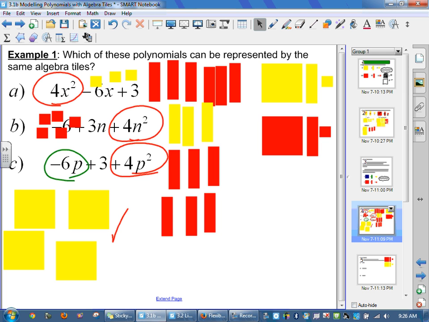No, they don't match so far. Let's take a look at C. How many little baby boxes do I have? I have 3. What color? Yellow. They're yellow. Good. So which ones end up matching completely? A and C end up matching completely.